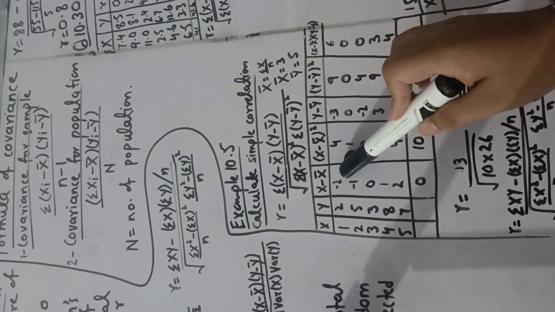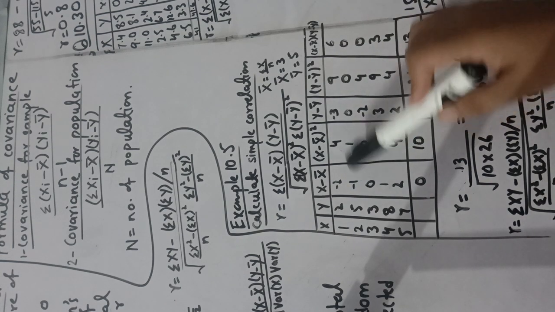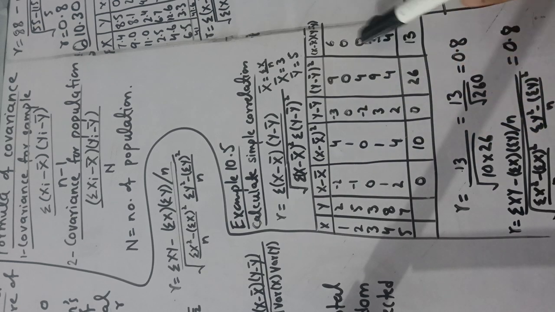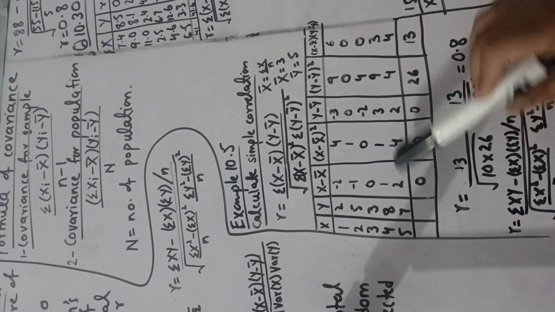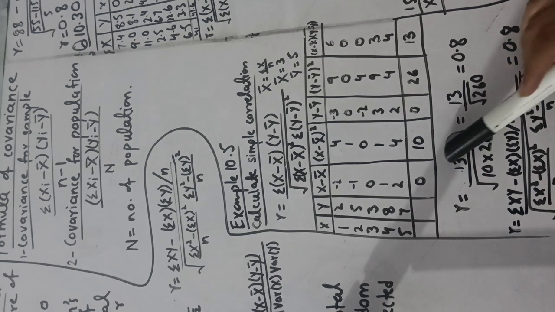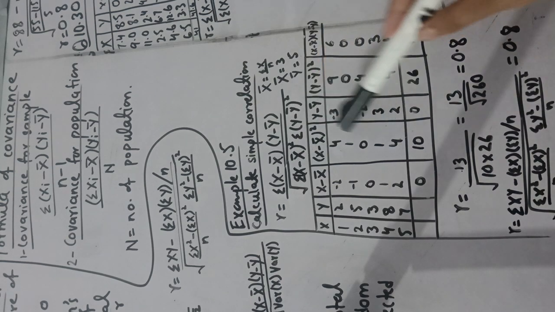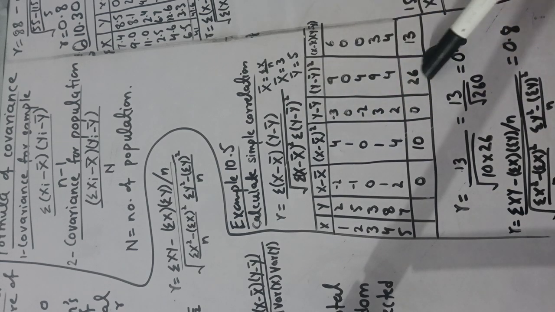Like I have multiplied -2 with -3, it will come 6. 1 multiplied by 0, it will be 0. 0 multiplied by -2, it is also 0. 1 multiplied by 3, it is 3. 2 multiplied by 2, it is 4. So then I have added up, 13 came. 13 divided by, now here its answer is 10, I have written up, and its answer is 26, I have written up, multiply them and divide them, 0.8 answer came.